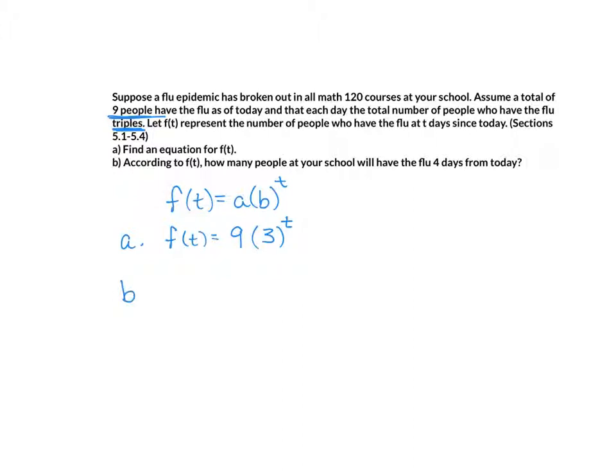For part B, it says how many people at school will have the flu 4 days from today. So we want to plug in 4 for t, that is our time. So we get f of 4 equals 9 times 3 to the 4th.